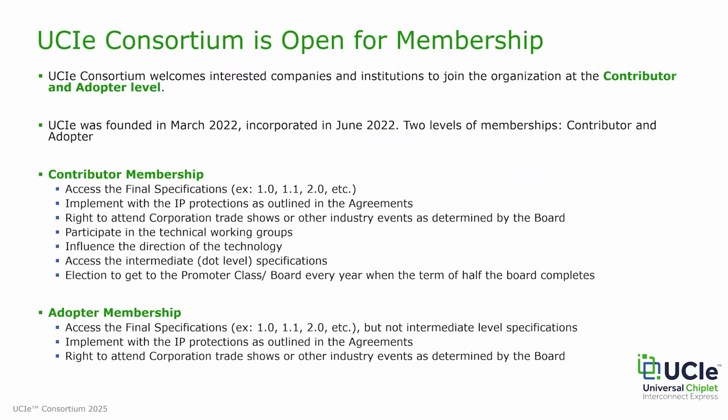As always, we are open for membership. So if your organization has not joined, consider joining us either at the contributor or at the adopter level. And that depends on what you want to do. Both contributor and adopter get access to the specifications along with all the IP protections and all of that. Contributors just participate in the development of the specification as it is going through. So whatever is appropriate for your organization, you can decide to join the UCIe Consortium if you have not done so.